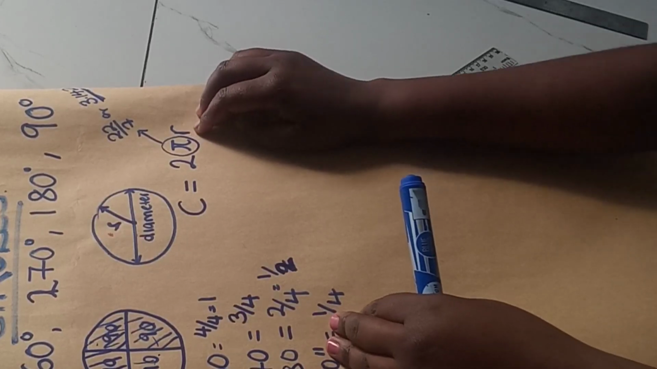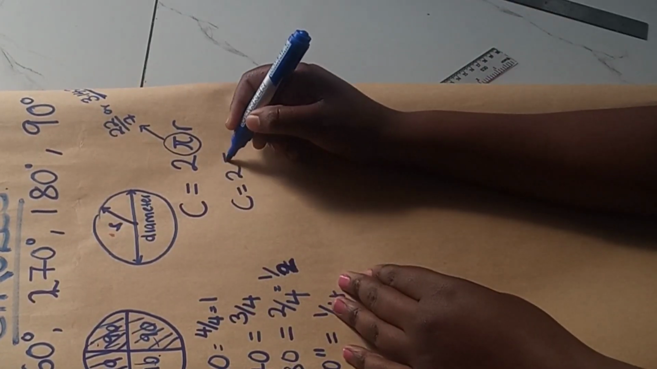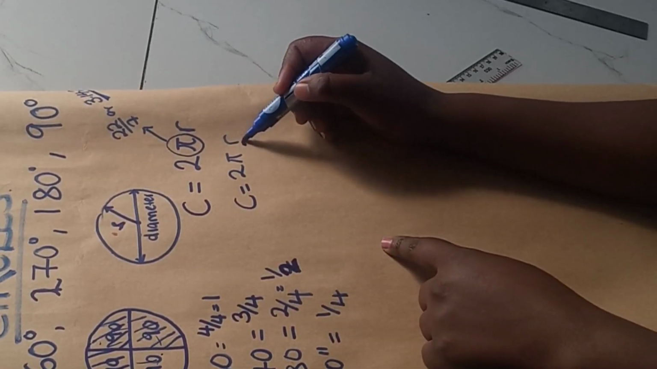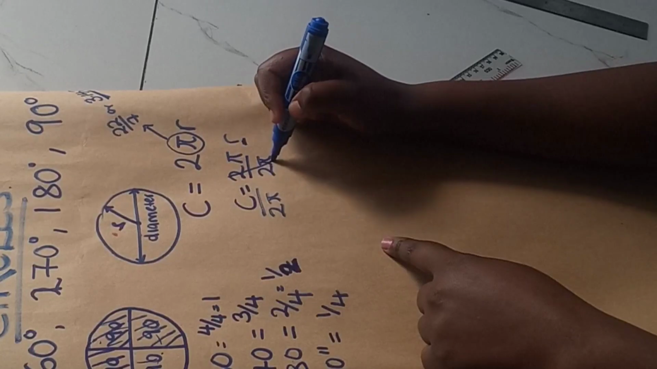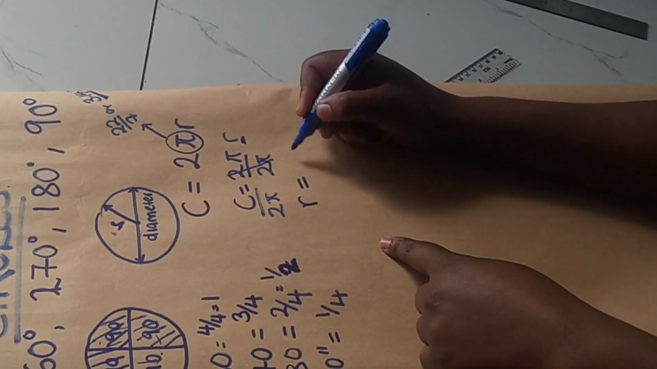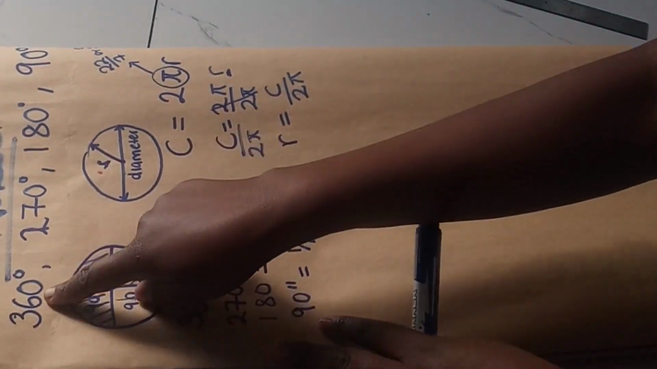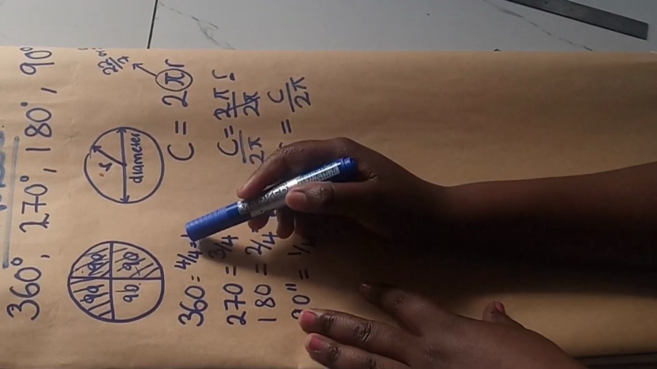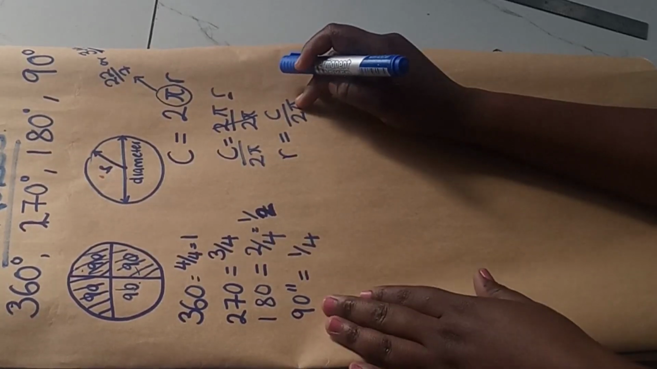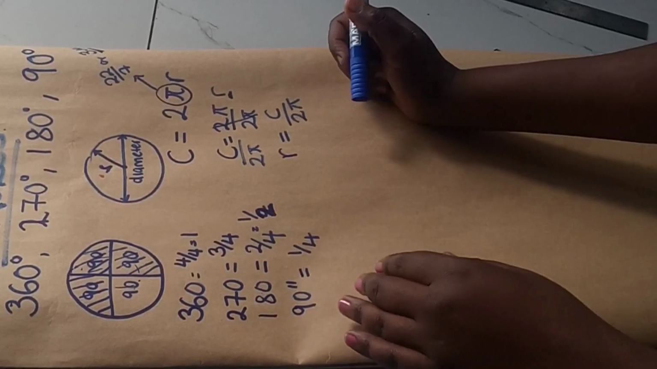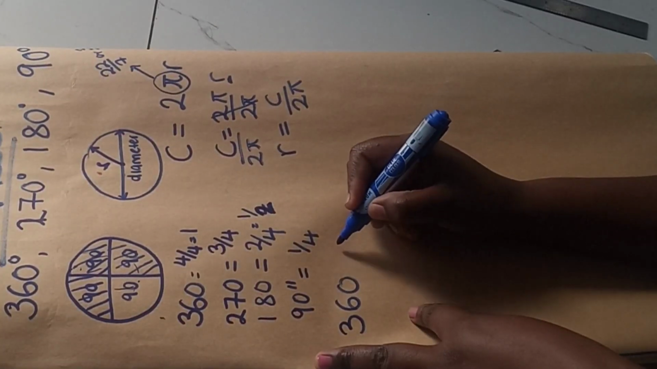So I have my waist circumference is 36, which is what we're going to be using. So we're going to get rid of 2 pi to find the radius. So radius is equal to circumference over 2 pi. Okay, so we start with the 360. How do we get the radius of the 360 degrees skirt, for example? We just use skirt. So let me write that 360.